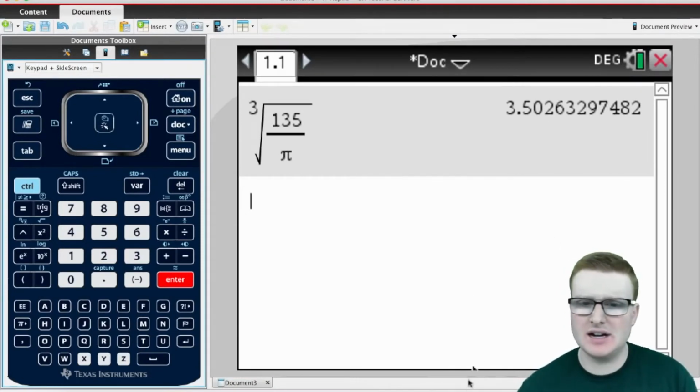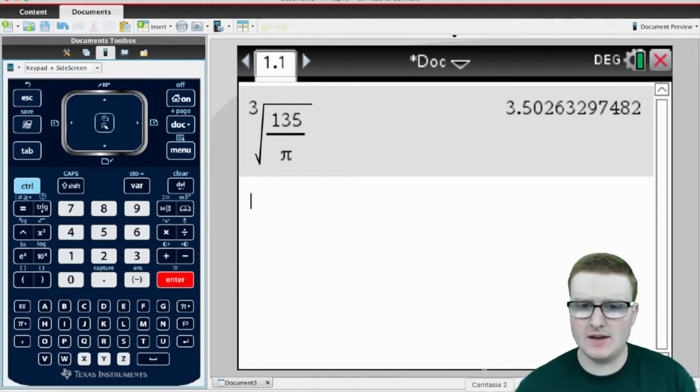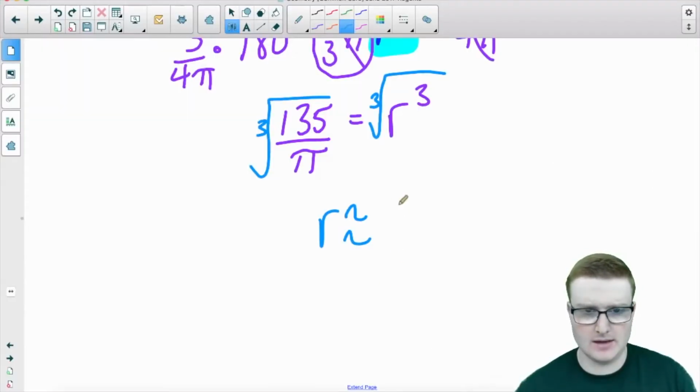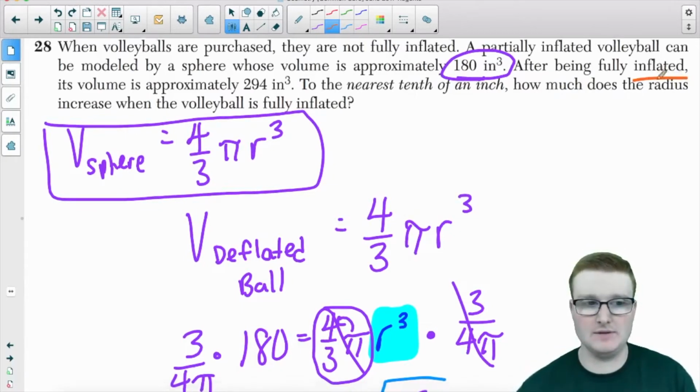So I'm going to round that to 1 decimal place. Just because there's a 0 there, it doesn't really matter. Or if you want to make it 3.503, that's fine as well. Actually, let me do that. 3.503. Now what I'm going to do is find the volume of the inflated volleyball. Oh, sorry, the radius of the inflated volleyball.